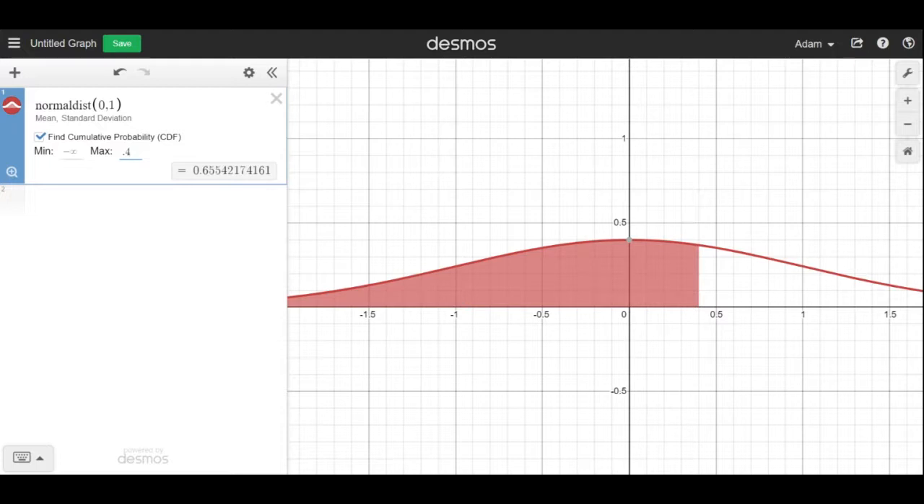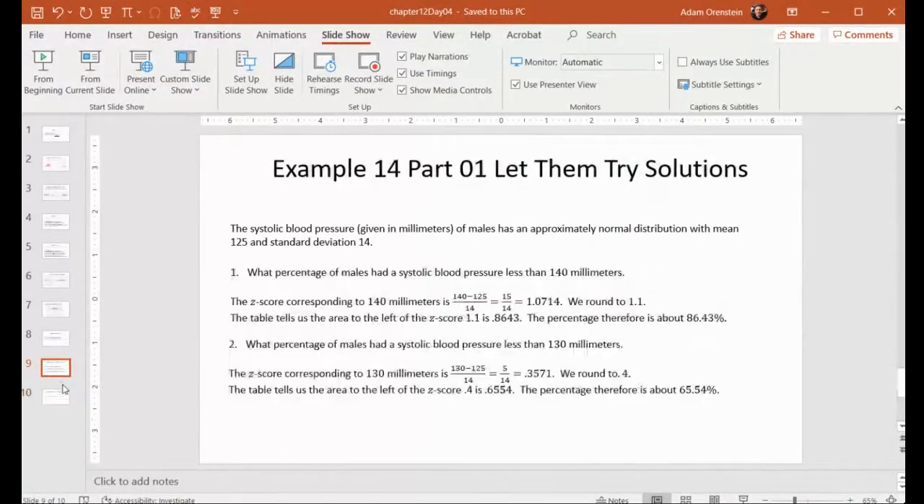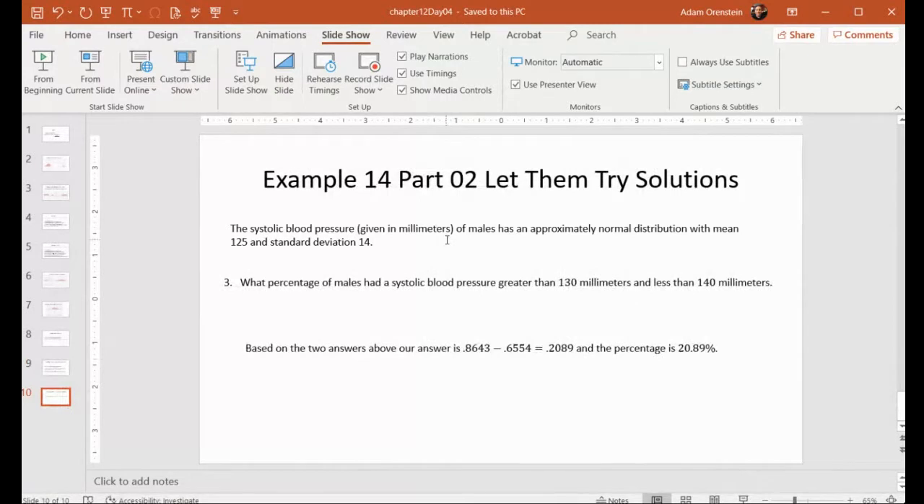Now, the last slide is actually getting the percentage of males who had a systolic blood. Let me just share it. Let me get to the slides again. There we go. So here, the last part of that question is we want the percentage of males that had a systolic blood pressure greater than 130 and less than 140. We're basically going to subtract the previous answers, and then we convert to a percentage.